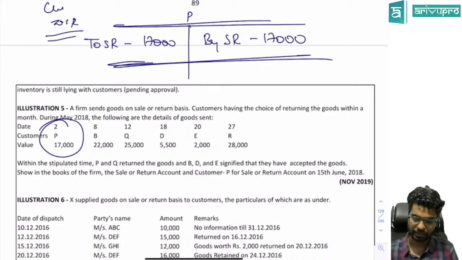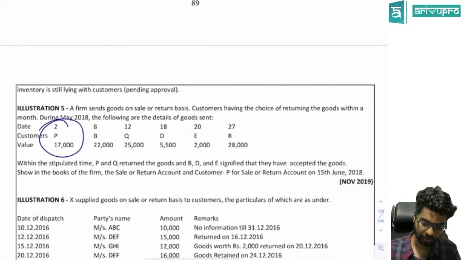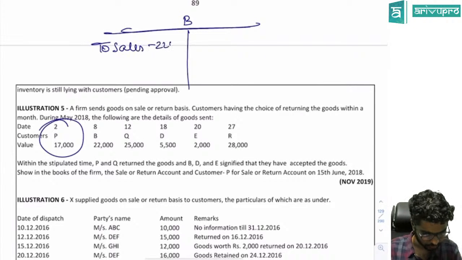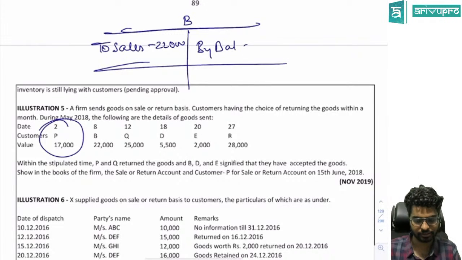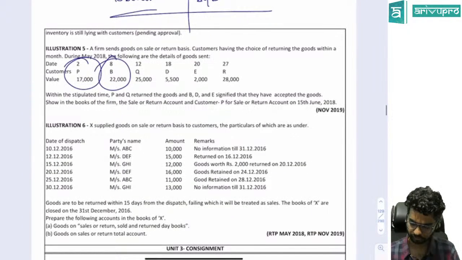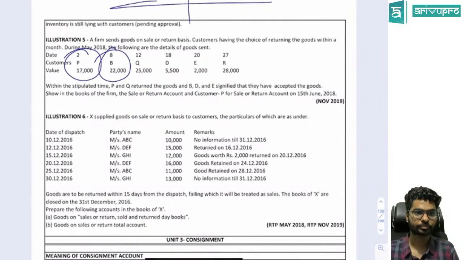Are you guys clear? Let's say they would have asked for B. If they would have asked for B's ledger account, you will only do B to sales 22,000 and then you would have a by balance, because B agreed for the goods. Guys, are you clear?